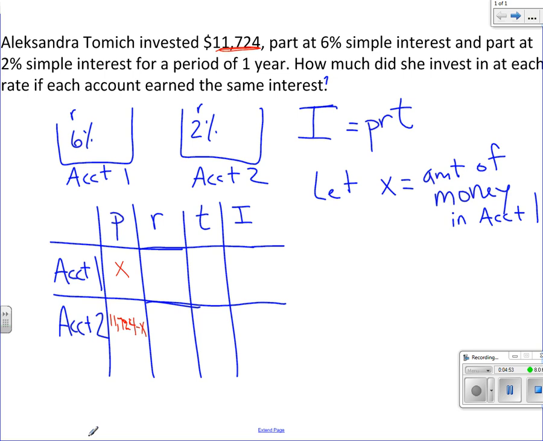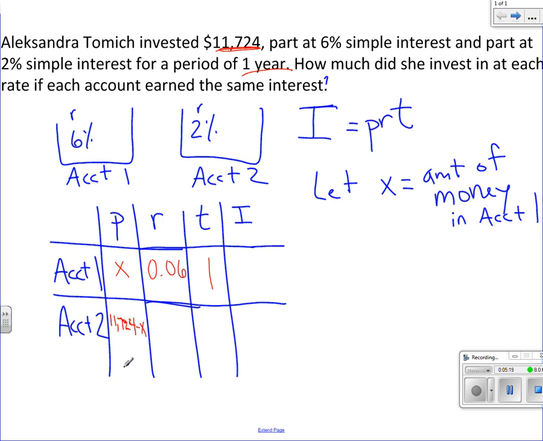What's the interest rate of account 1? Well, account 1 has a 6% interest rate, right? So as a decimal, that's going to be 0.06. Time goes by. Boom, 1 year. And that's going to really simplify things because whenever you multiply something by 1, you get that same thing back. It's going to make the problem a bit easier.